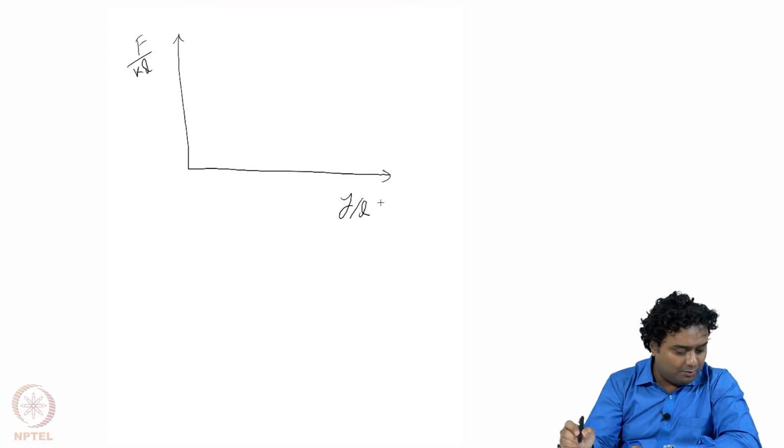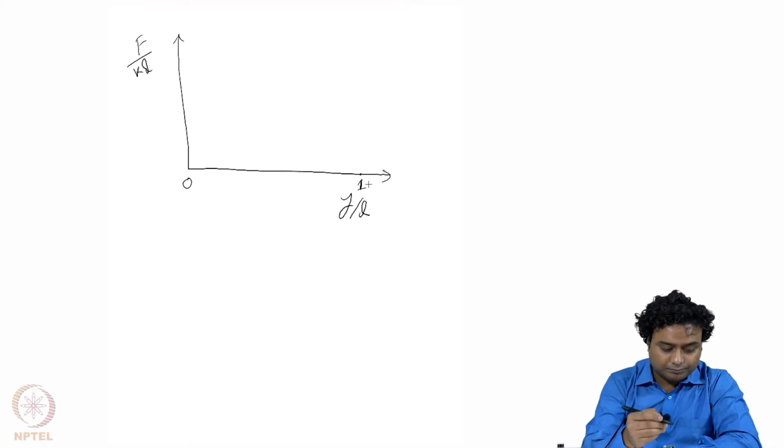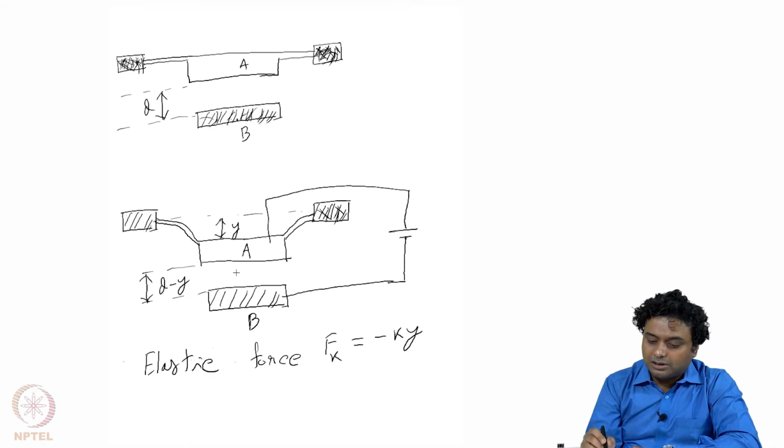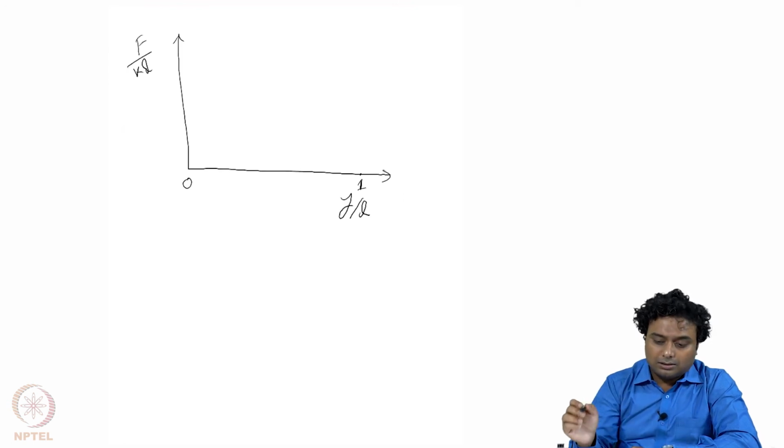As it is y by d, the maximum y can be is d. So the maximum possible range is 0 to 1, because y can go maximum up to d. So y by d has a maximum possible value of 1, and we will see how the force goes.